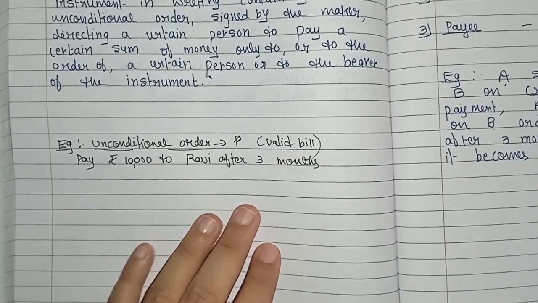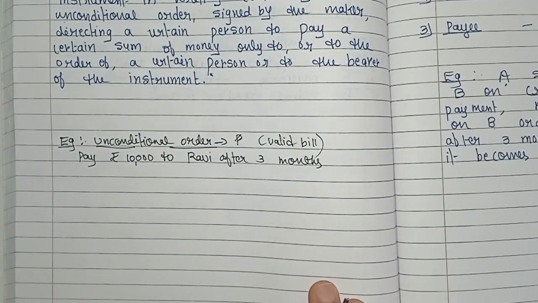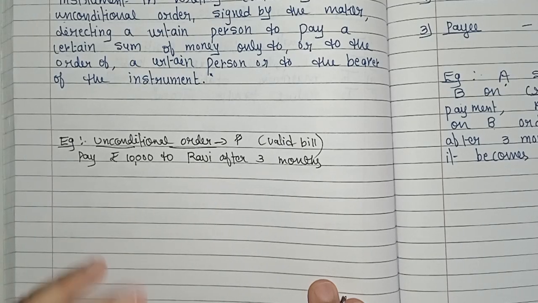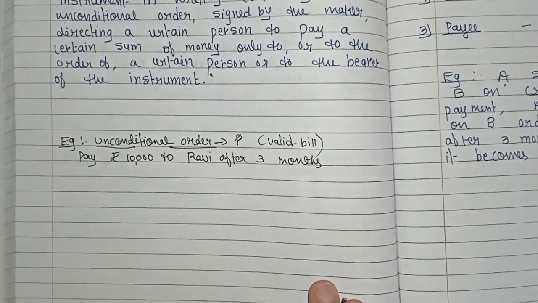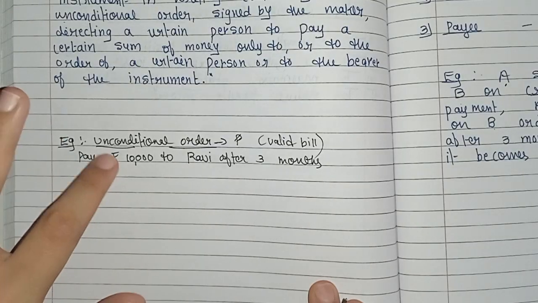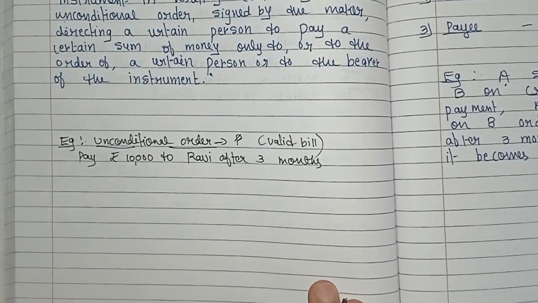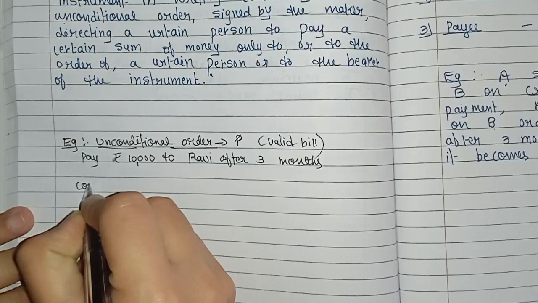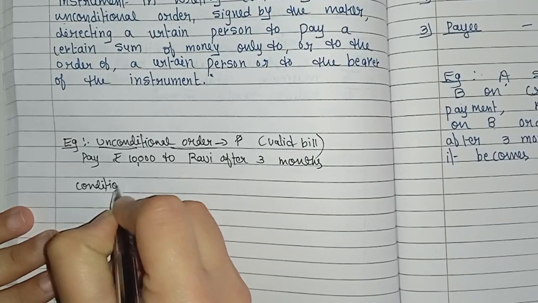Clear? This is the unconditional order. There are no conditions in this transaction or in this bill. Clear? This is an unconditional order. Now let's see the example of a conditional order.